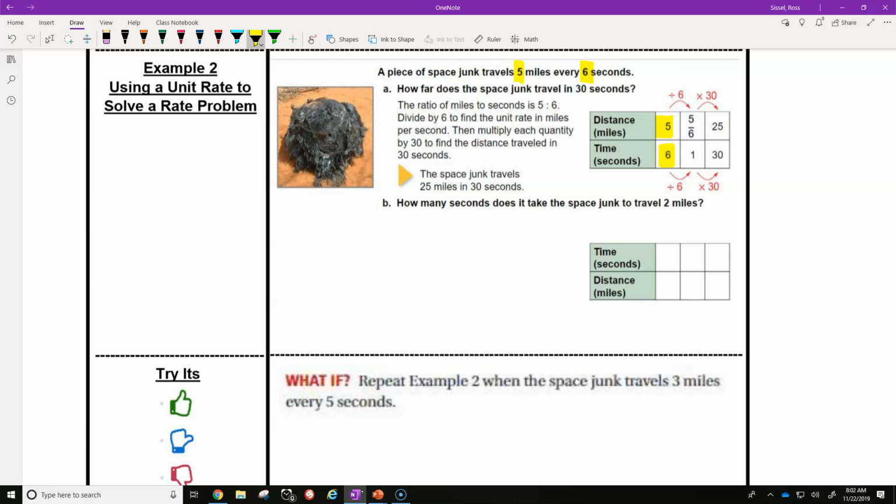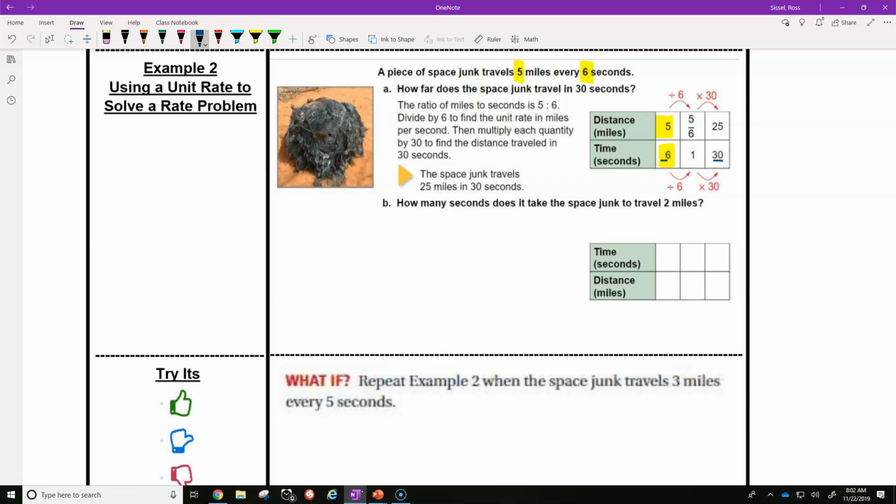So, if I want to find out how it goes in 30 seconds, we could use what we did the other day and just go, hey, from 6 to 30, I'm going to times by 5. So 5 times 5 is 25. Okay, technically our problem solved. Don't do that right now because we got to go back to unit rate.